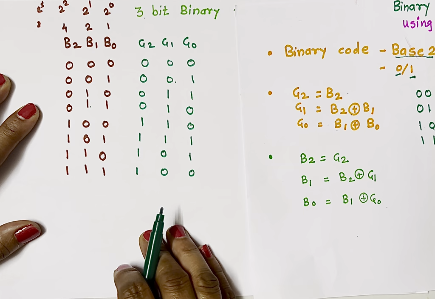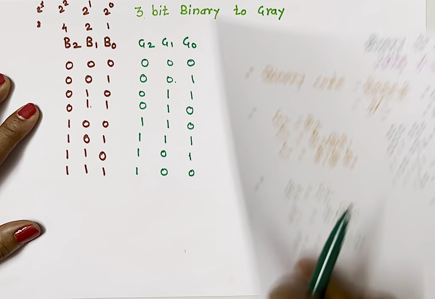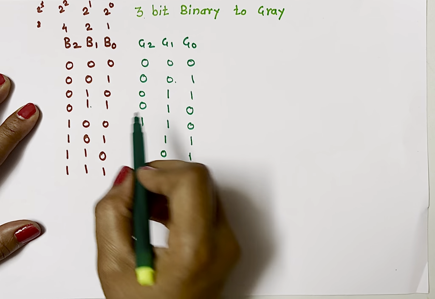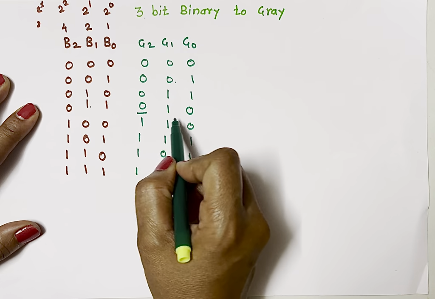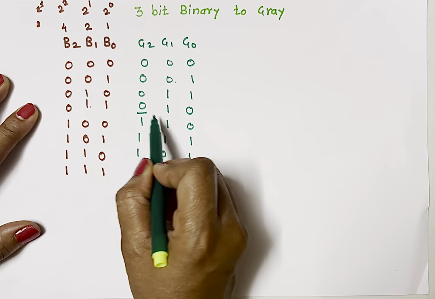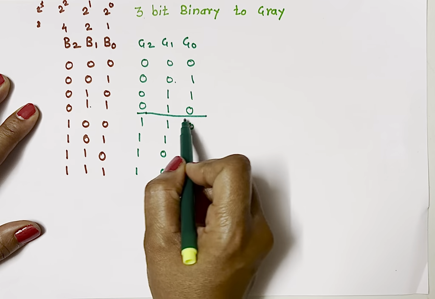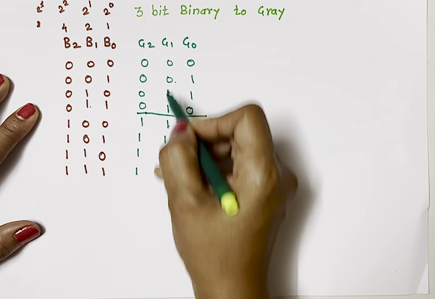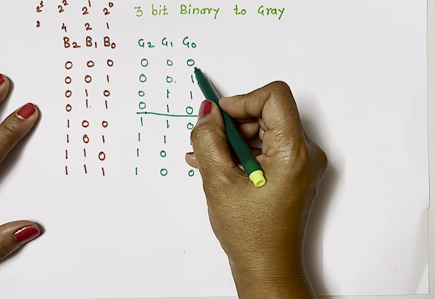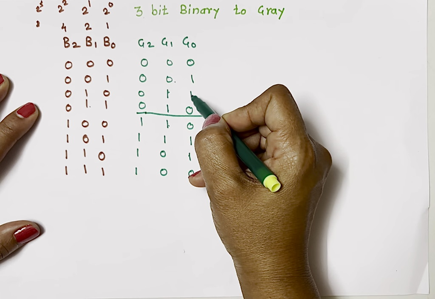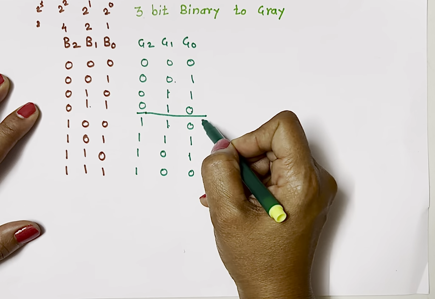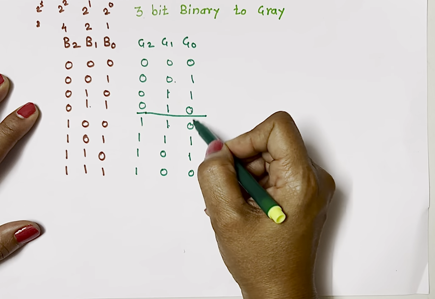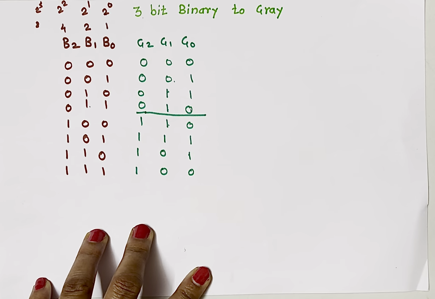Now see why it is called reflected binary code. You can see here it is 0 0 1 1, and if I put a line or mirror here, then it is exactly opposite, 1 1 0 0. Similarly 0 1 1 0, and if I put a mirror here, it is 0 then 1 1 and then 0. Now let's find out the equation for G2 by using K-map.